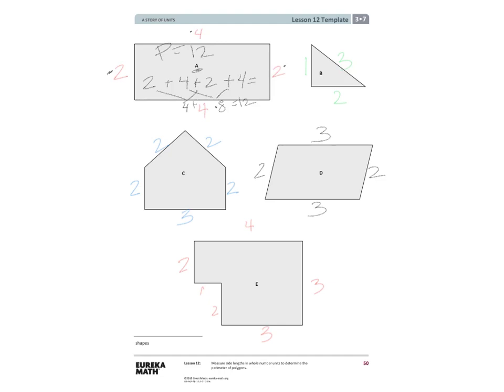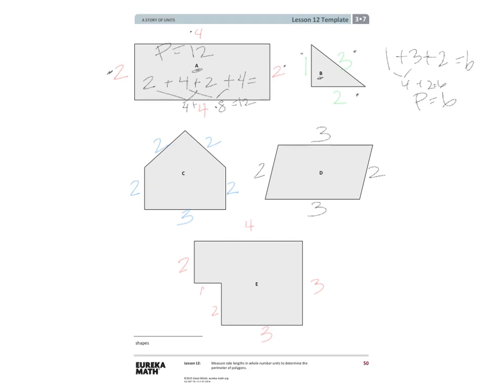Okay, the next one I'm going to do is shape B. So I'm going to add 1, a little dot next to it so I know that I used it, plus 3, plus 2 equals. And so I would add them in any order that works best for you. So 1 plus 3 equals 4, plus 2 more equals 6. So my perimeter here is equal to 6.